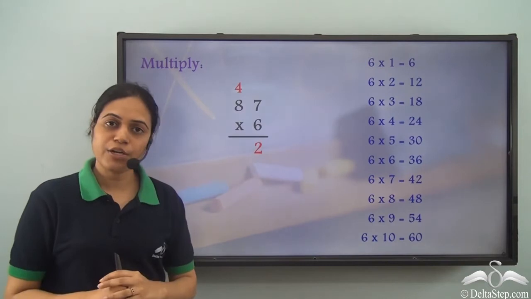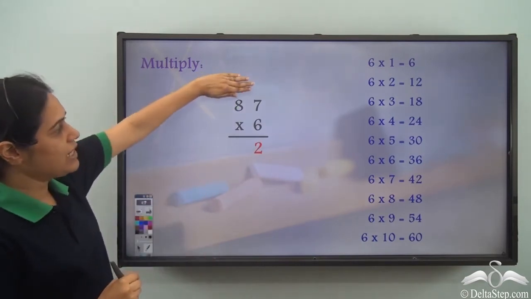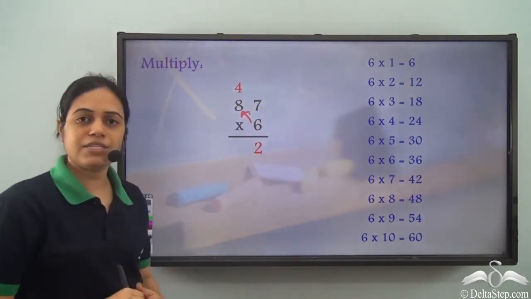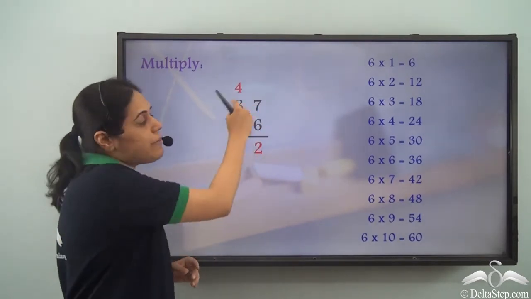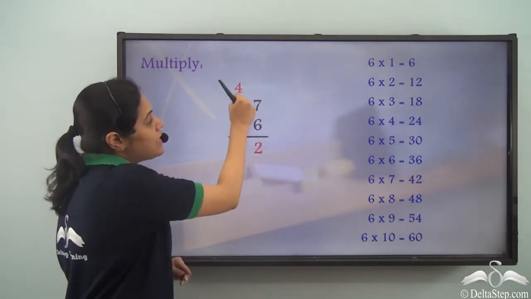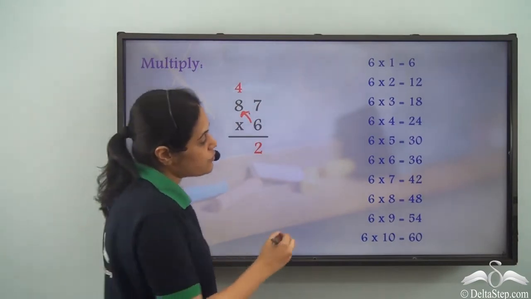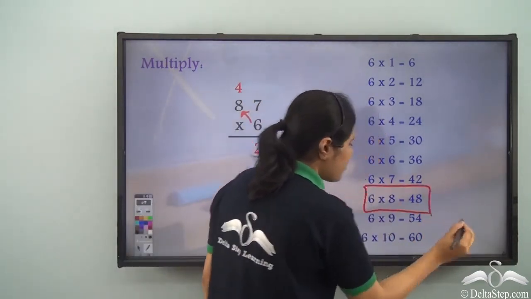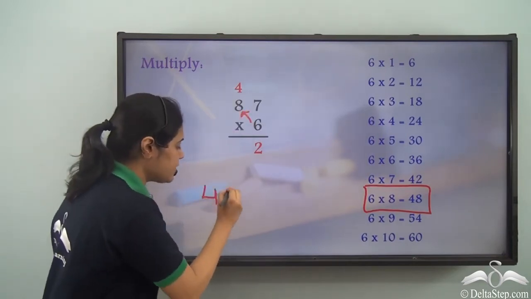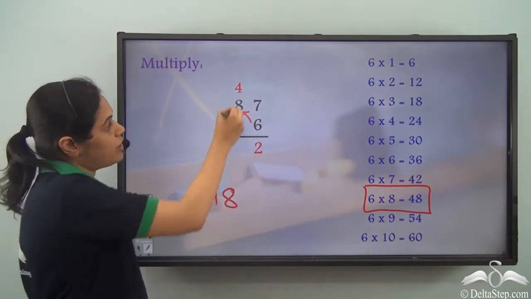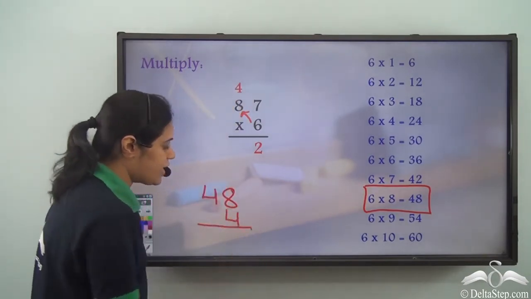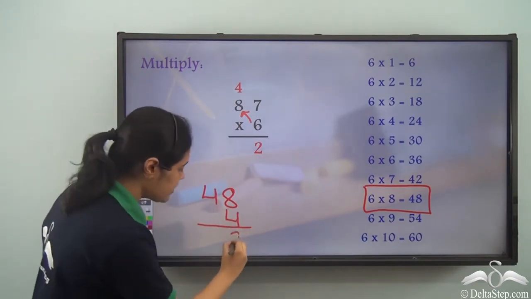This 4 is carried over. So I leave this 4 aside and I multiply 6 by 8. Because I am multiplying, I need to multiply 6 by 8. What is the answer of 6 into 8? 48. 6 into 8 is 48. And to this 48, now I add 4. So to this 48, I add 4 and I get 52.